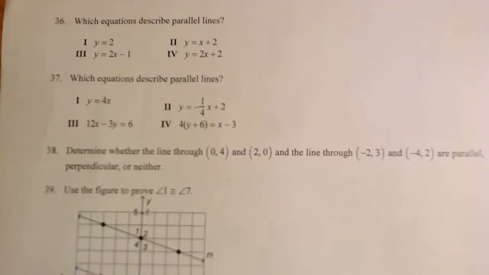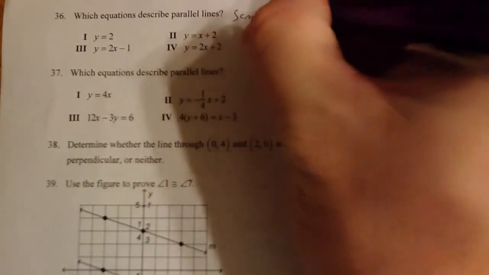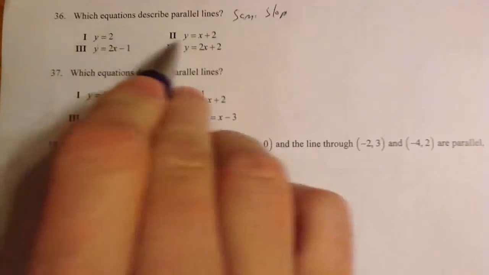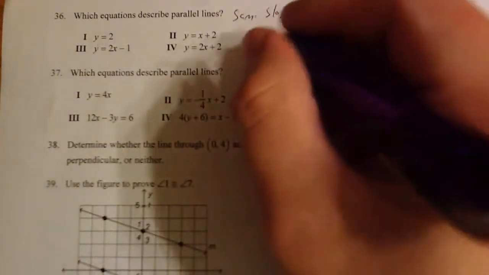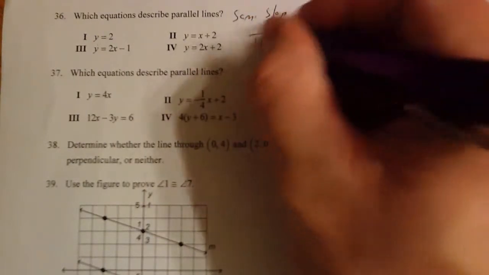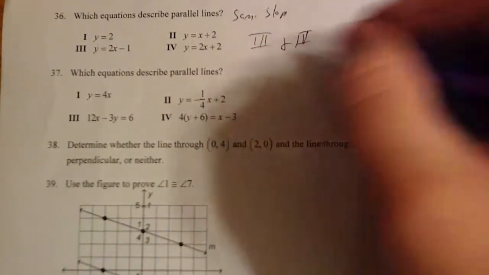Okay, question 38. Which equation describes parallel lines? Parallel lines have to have the same slope. So that's what we're looking for. So slope is 0, slope is 1, slope is 2, slope is 2. So 3 and 4 are parallel.